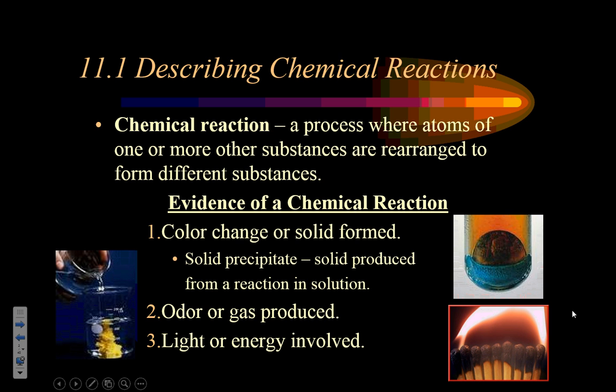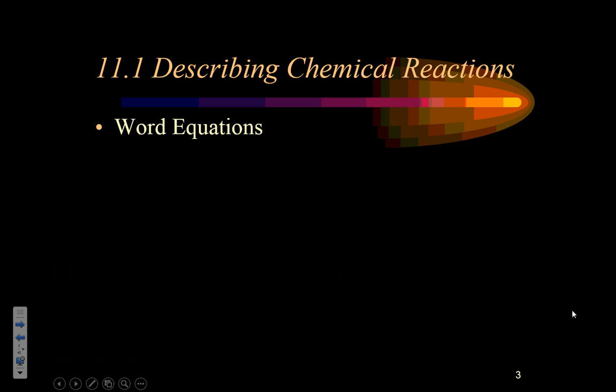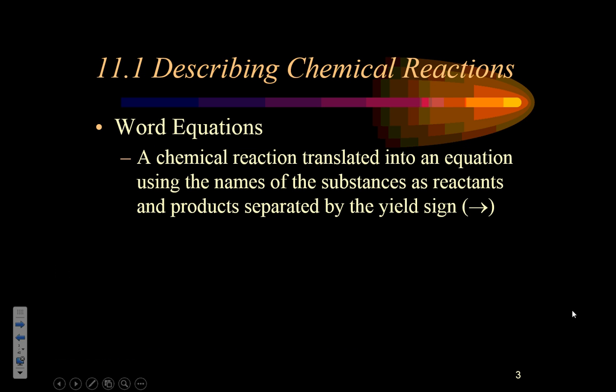But what's happening on the particle level? When we see something at the macroscopic level, we may have a clue whether something has changed at the particle level. But really, when we're balancing and studying chemical reactions, we're getting down to the particle level and describing exactly what we see. So one type of description would be a word equation. Now, this is a step in the right direction to make it look more like a chemical reaction, because we can just describe in words.